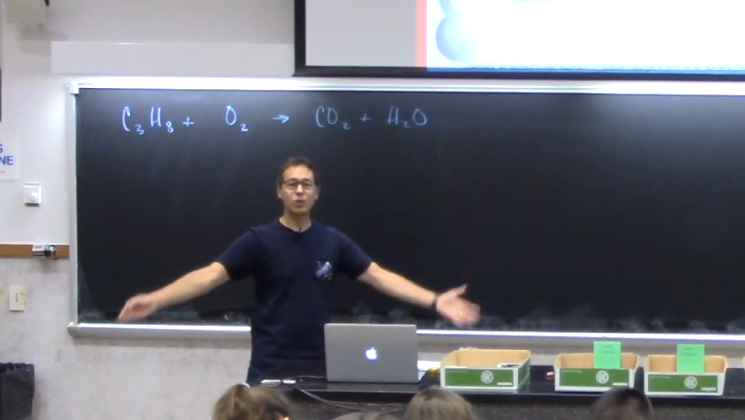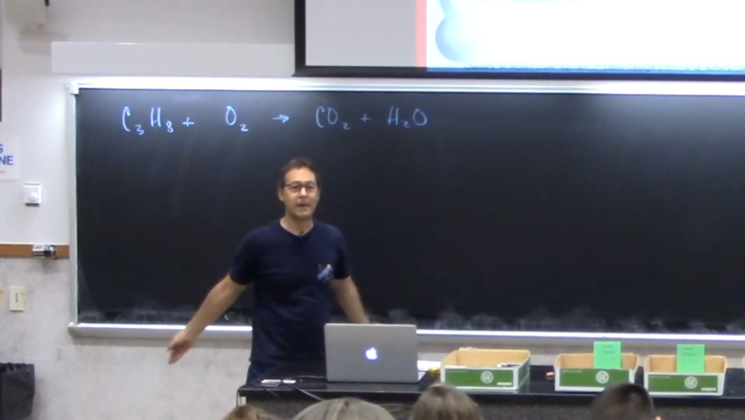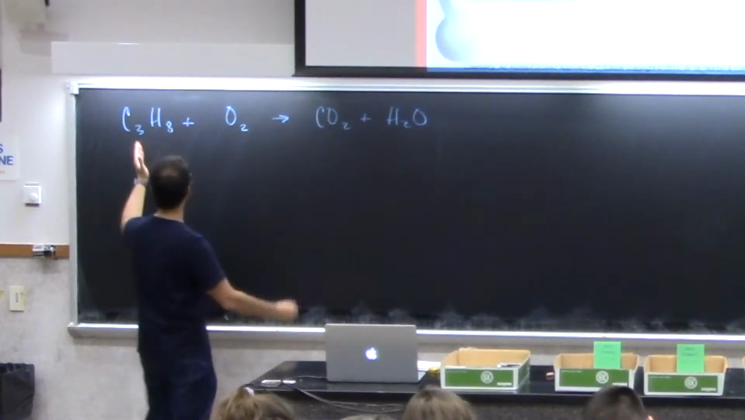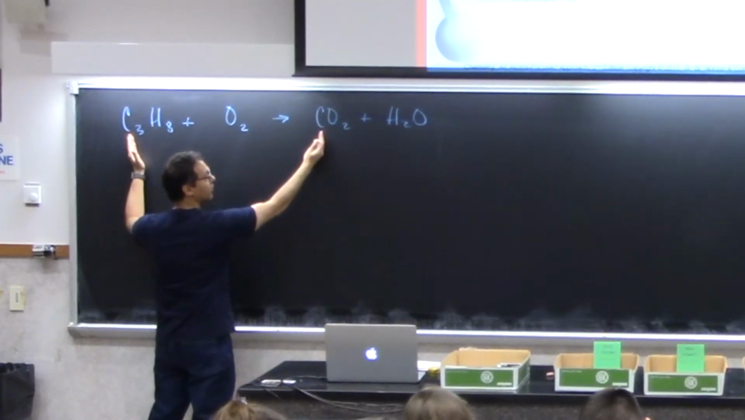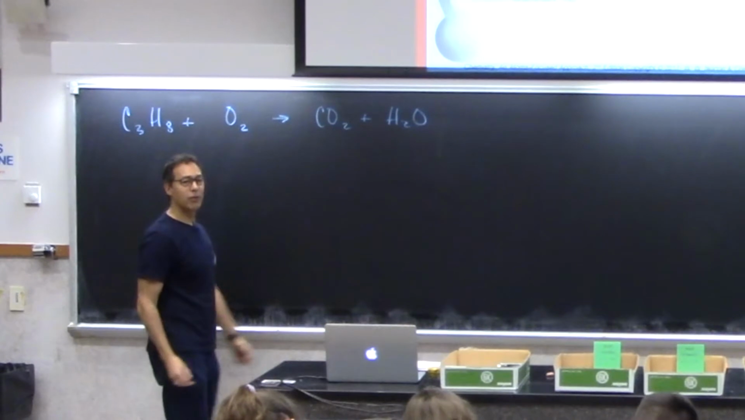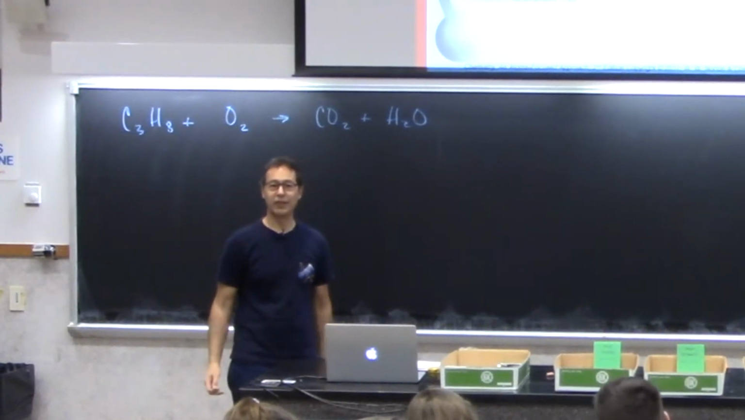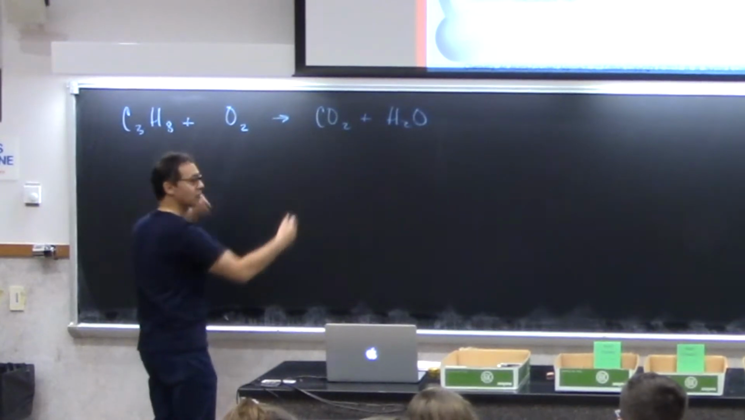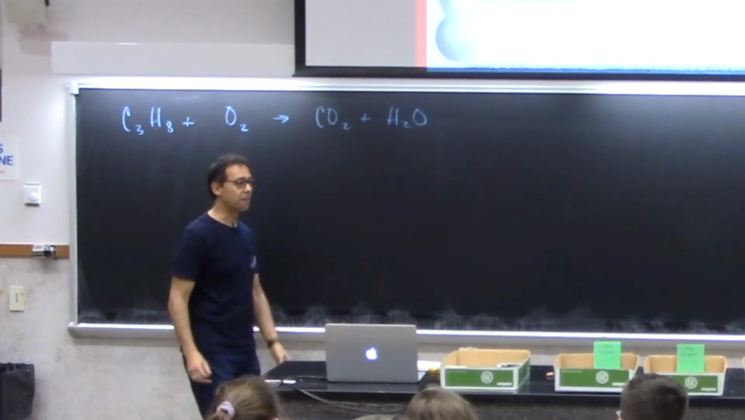What element should we start with? Carbon, yes. Carbon's a good place to start because it only exists in one place on either side of the equation. What element should we not start with? Oxygen, because oxygen appears in multiple places and that makes it much more complicated.